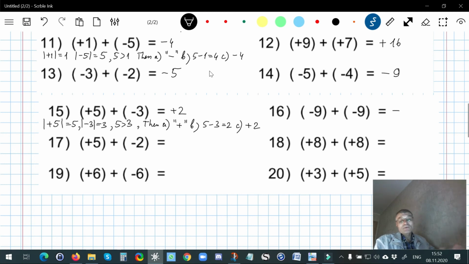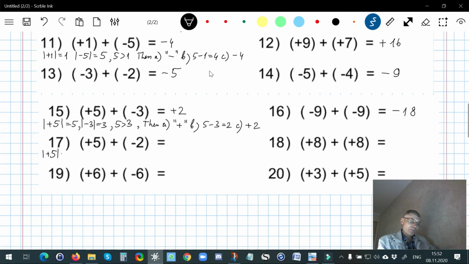Number 16, I'm unlucky again. They are both negative, so it's all negative sign. 9 plus 9, 18, negative 18. But here again, in number 17, I face the problem of determining which absolute value is greater. Of course, you'll do it faster than me. I'm just doing it thoroughly to show you everything in detail. You can do it as fast as it's comfortable and which doesn't lead to mistakes.